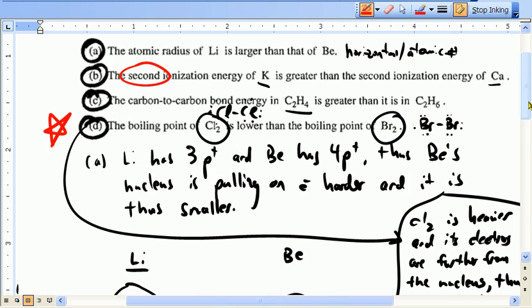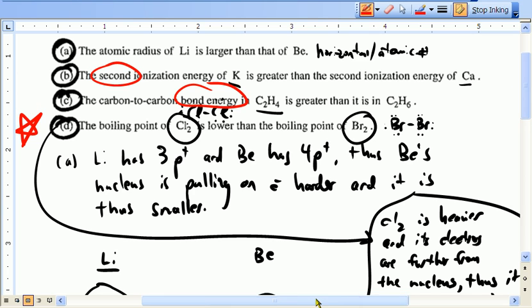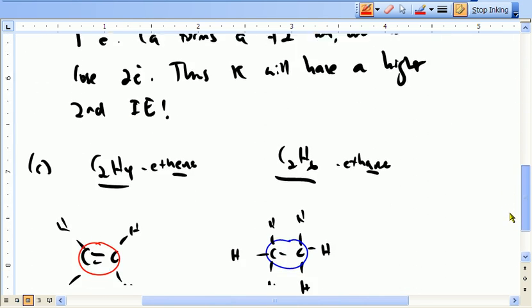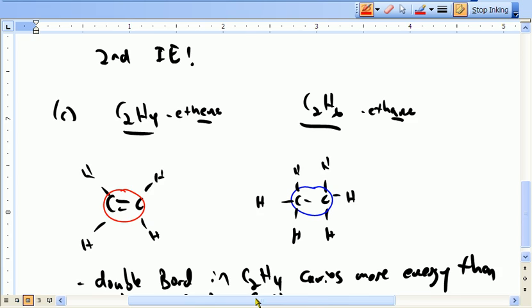In C, it said the carbon-to-carbon bond energy. If we're talking about bond energy, we got to draw the Lewis structures, and we really got to look for double bonds. So we draw the Lewis structures out, and we see that there's a double bond in C2H4, and there's all single bonds in C2H6, making this bond harder to break.